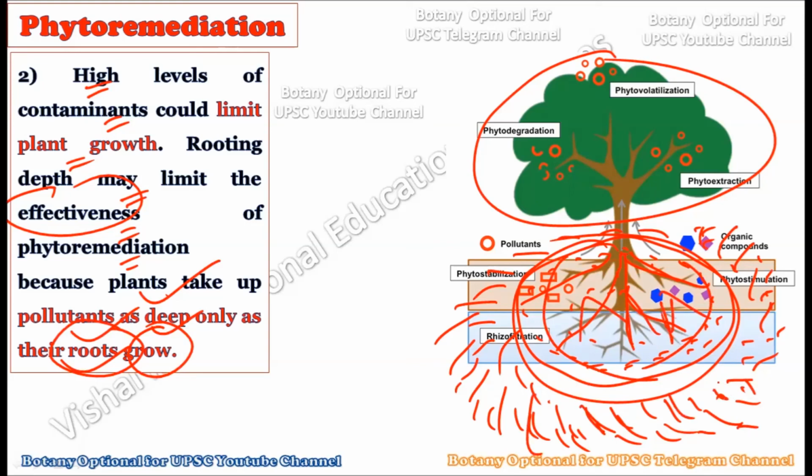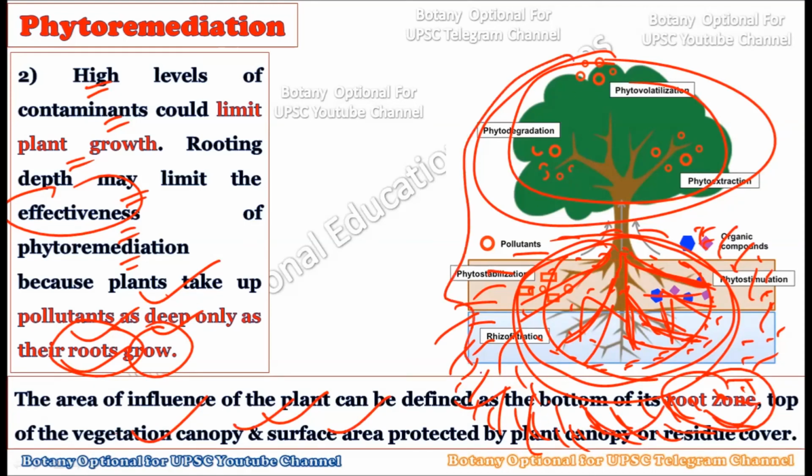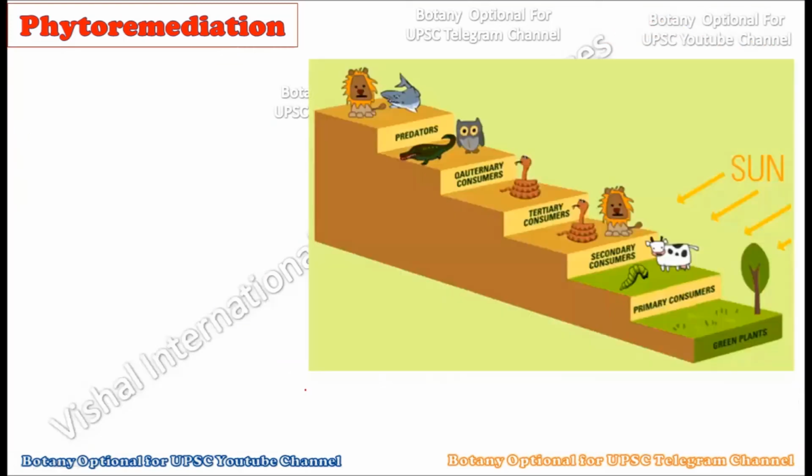Okay, so the area of influence of a plant can be defined as the bottom of the root zone. Okay, so this plant's area of influence is only the area in which these particular roots are growing. Okay, so on top, the vegetation of the canopy, then the surface area is protected by the plant canopy and the residue cover. So you can see simply that this is the working area of the plant, and outside this working area, this plant will not do anything to control the pollution. Okay, so this is the second limitation of the phytoremediation.